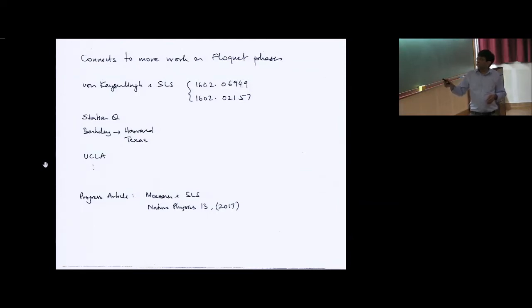So Kurt and I constructed a family of 1D phases of different types. There was work then from Station Q, from Berkeley, which has since split into Harvard and Texas, UCLA. There's a progress article that Roderick Mosner and I wrote that some of the students in the hall may enjoy looking at, if what I said was obscure.